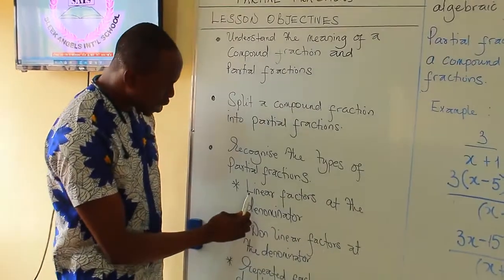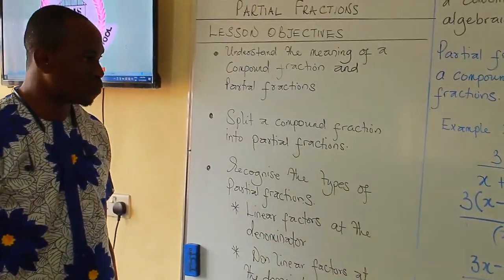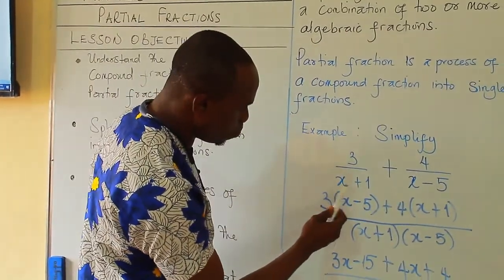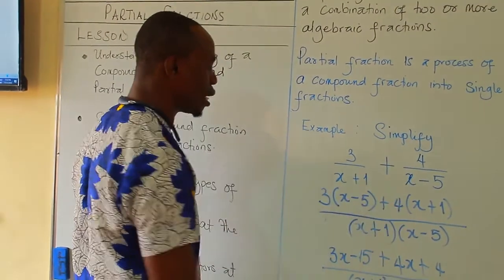And that takes me back to the types of partial fractions we have. We had said we have a linear factor at the denominator. Now if you look at the example we did, it was made up of linear factors at the denominator.